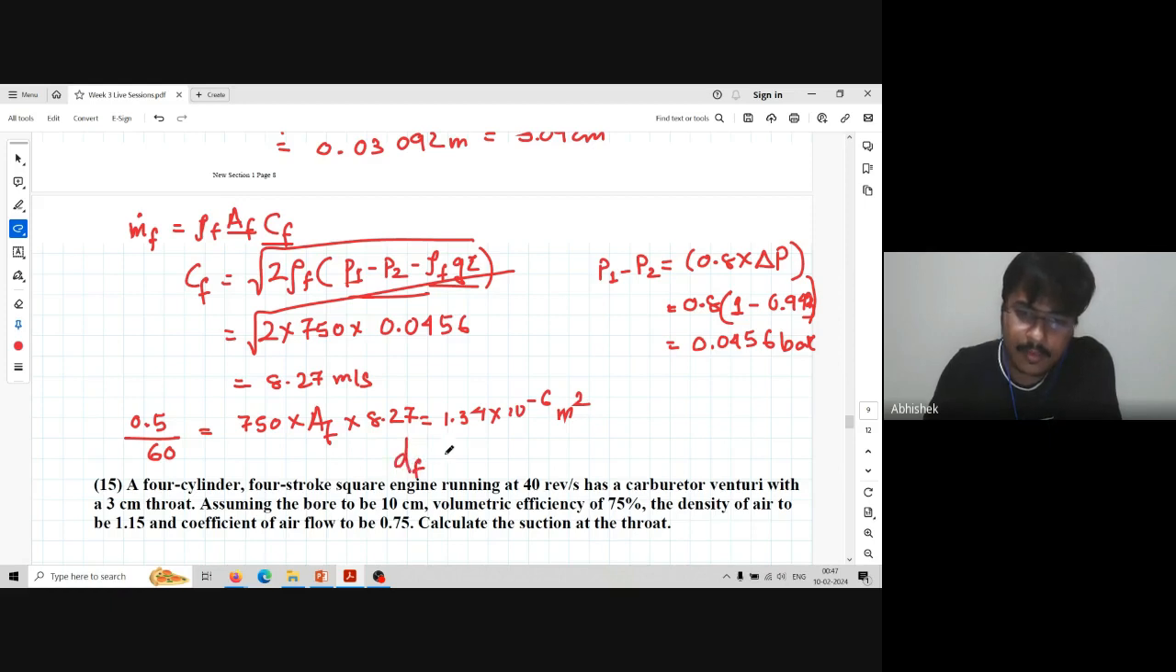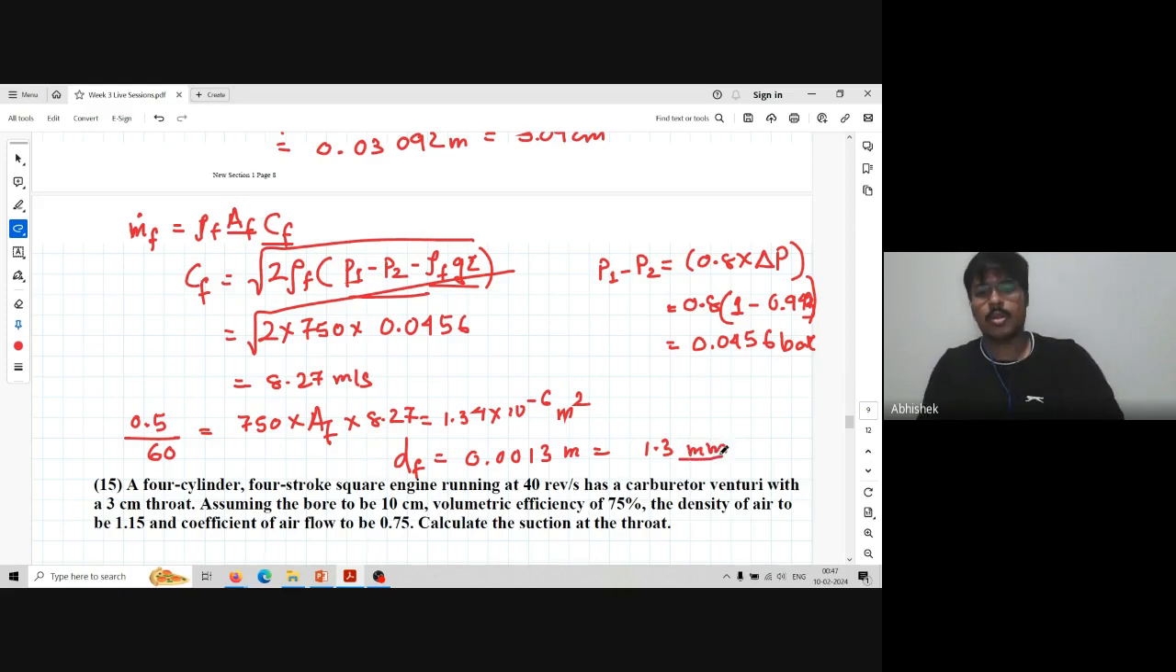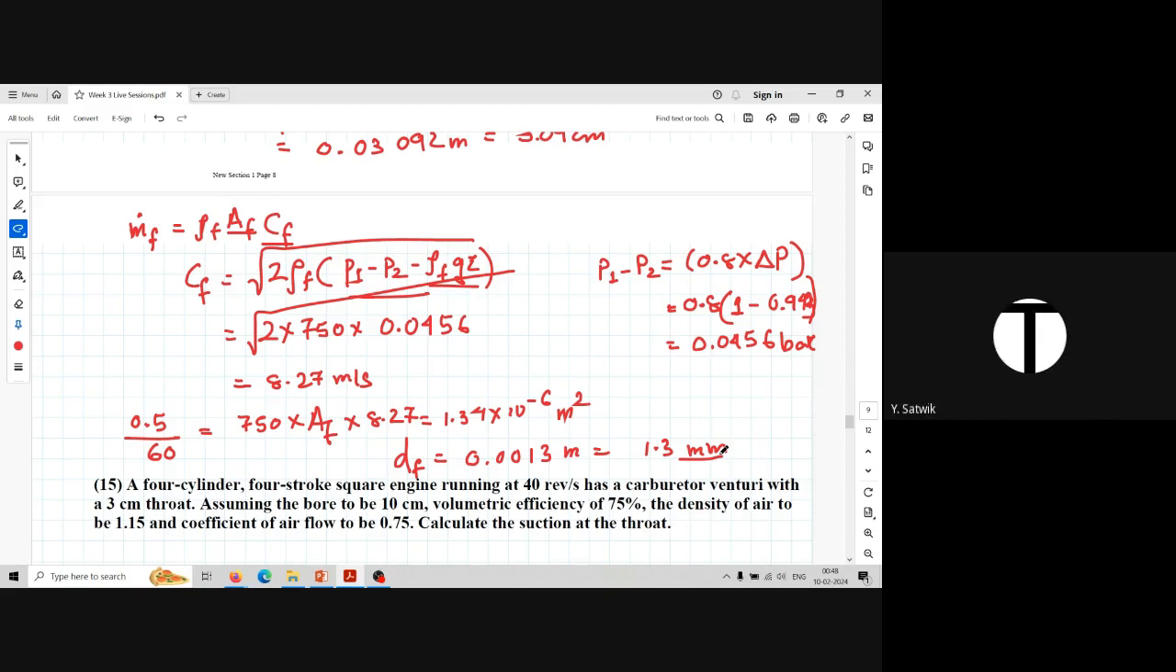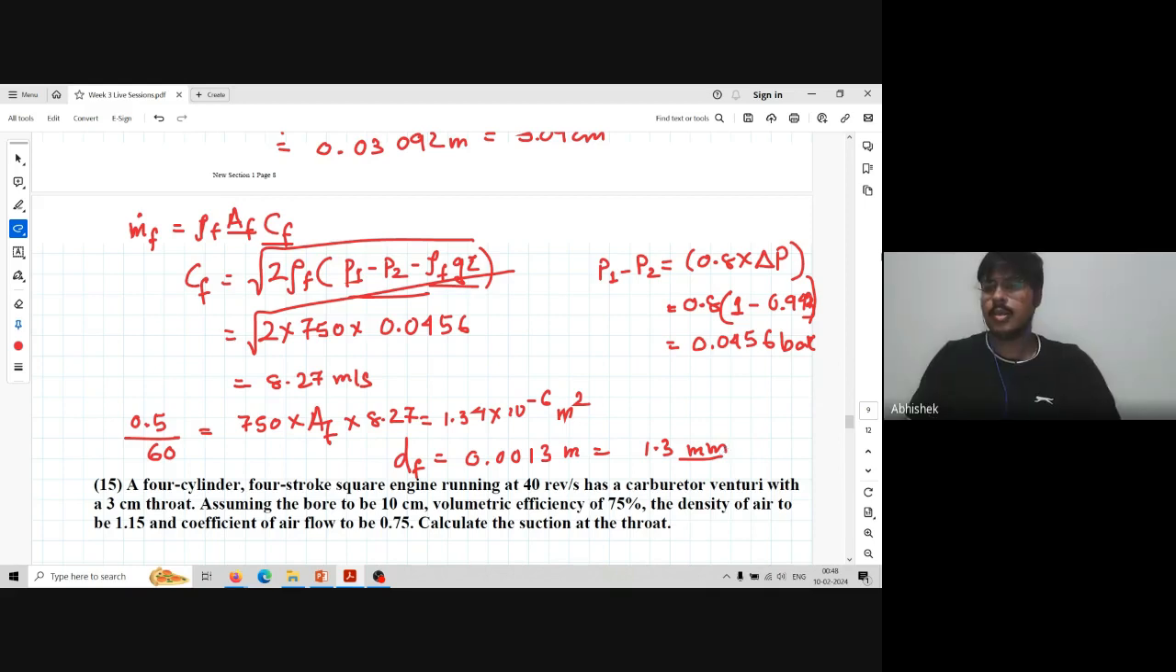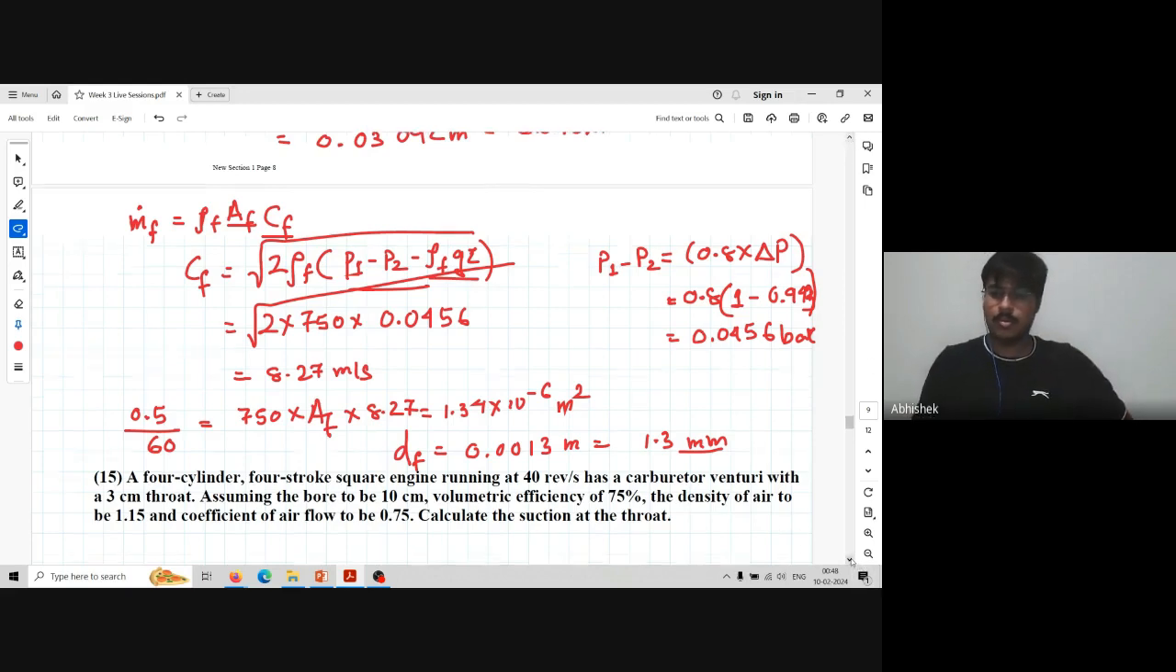Now calculate df. Divide by pi by 4, then root over. You'll get somewhere around 0.0013 meter. So it is 1.3 mm. Okay, sir. I think yeah. So then we can go ahead.